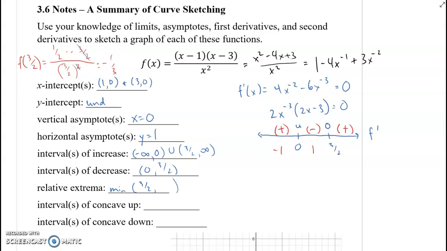So that means that negative 1/3 is the y value. That is the relative minimum value of this graph. To find concavity, we have to take the second derivative. So take that first derivative and differentiate it. We get negative 8 x to the negative 3, and we get positive 18 x to the negative 4.